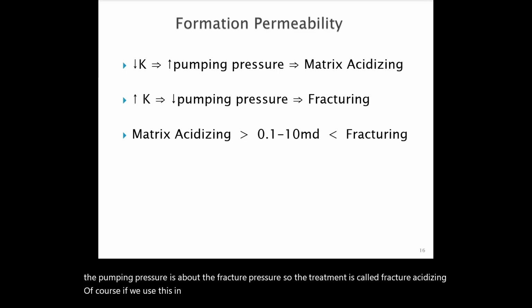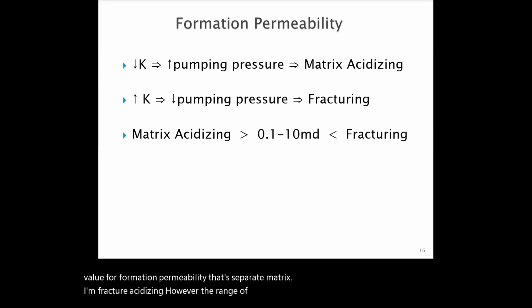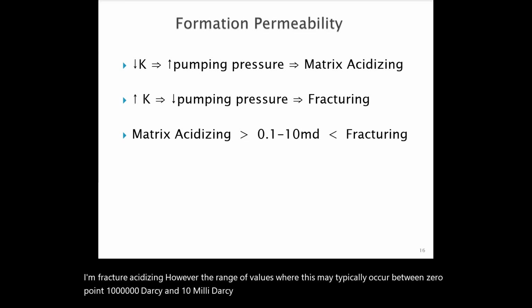There is not an absolute value for formation permeability that separates matrix and fracture acidizing. However, the range of values where this may typically occur is between 0.1 millidarcy and 10 millidarcies, depending on the case-specific situation.